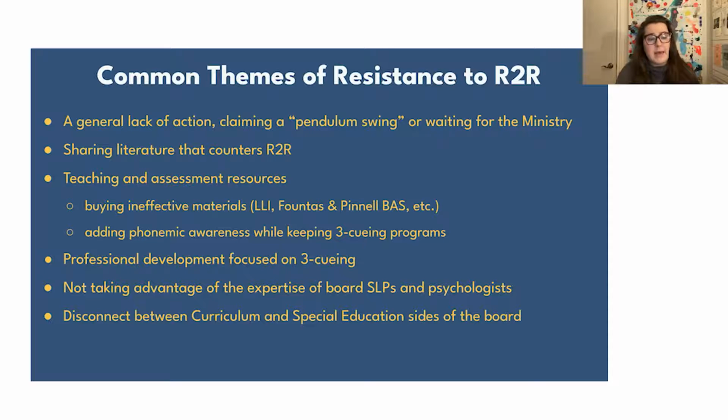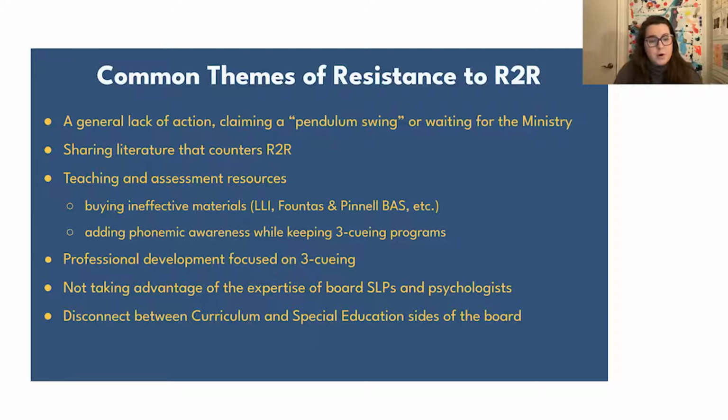There were some reports that boards were sharing literature or articles that directly counter the Right to Read report, perhaps the Dr. Jim Cummins article. Just as a separate note, if that's something where you are encountering that, we at IDA did have a webinar in September where we addressed common opposition points. So if you're encountering your board sharing articles that criticize or oppose the Right to Read report, that webinar might be an interesting watch for you.